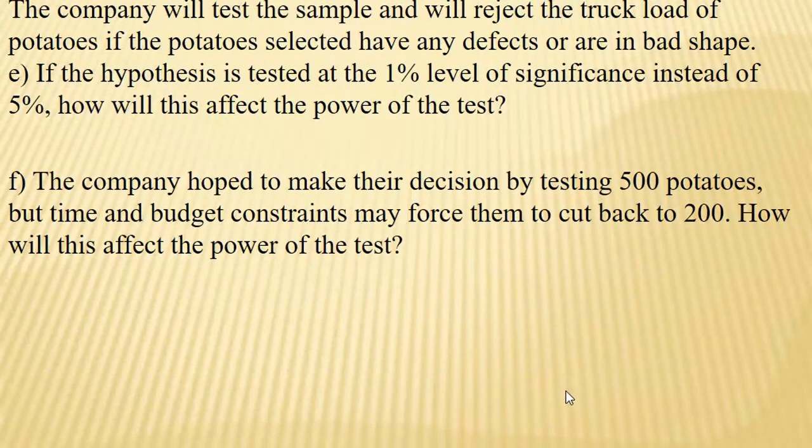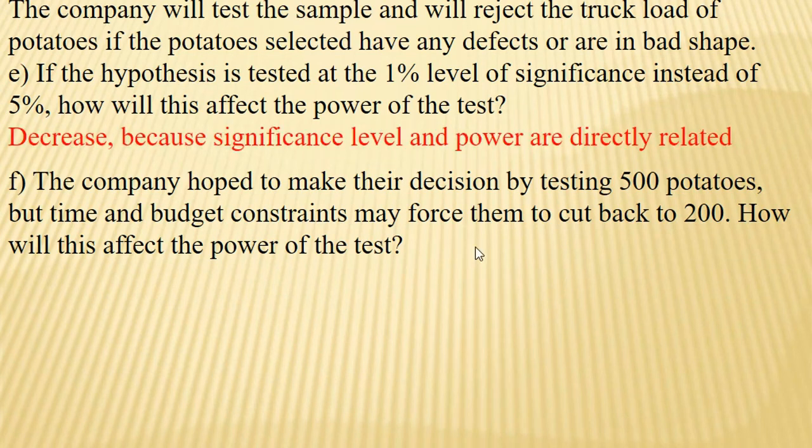Okay, so letter E. Based on all the facts that I gave you about type 1 and type 2 errors, letter E says, if the test is tested at 1% significance instead of the 5%, how will it affect power? So in other words, if we decrease alpha from 5% down to 1%, what is that going to do to power? And remember, power and alpha are directly related. So if I decrease from 5% to 1%, that means that I'm going to decrease my power.